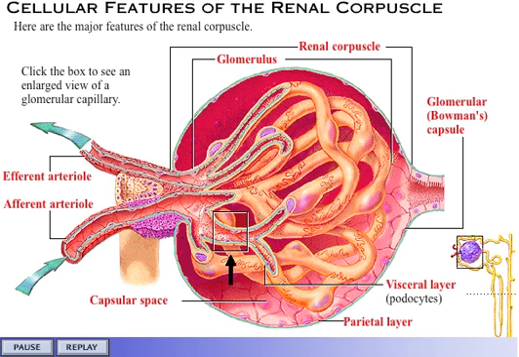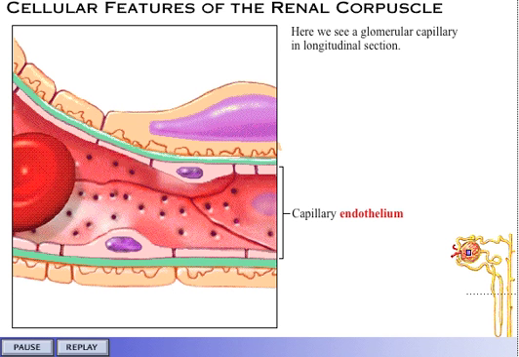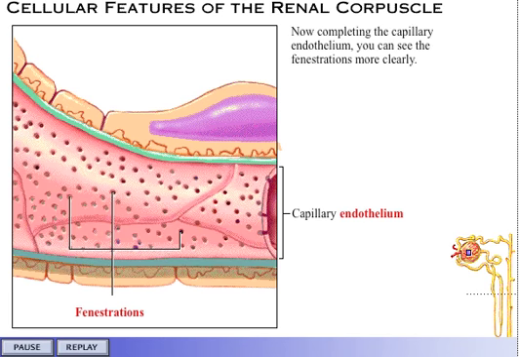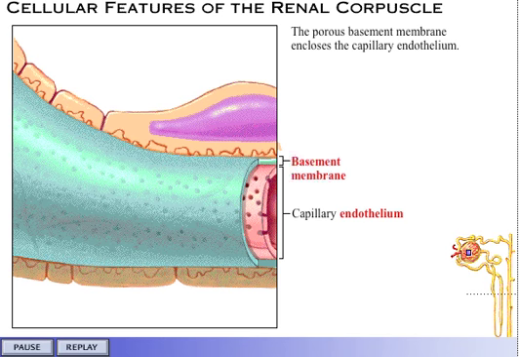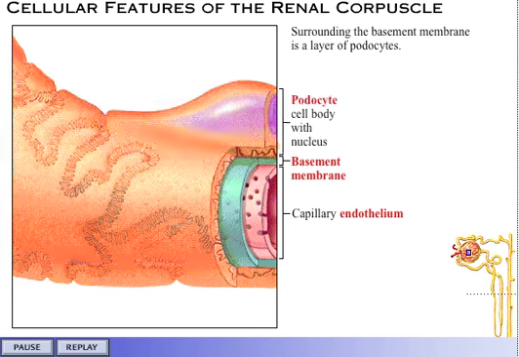Now click the box to see an enlarged view of a glomerular capillary. Here we see a glomerular capillary in longitudinal section. The endothelial lining shows small openings called fenestrations, which allow for the passage of water and solutes, such as ions and small molecules. Now, as the capillary endothelium is completed on the screen, you can see the fenestrations more clearly. The porous basement membrane encloses the capillary endothelium. Surrounding the basement membrane is a layer of podocytes.